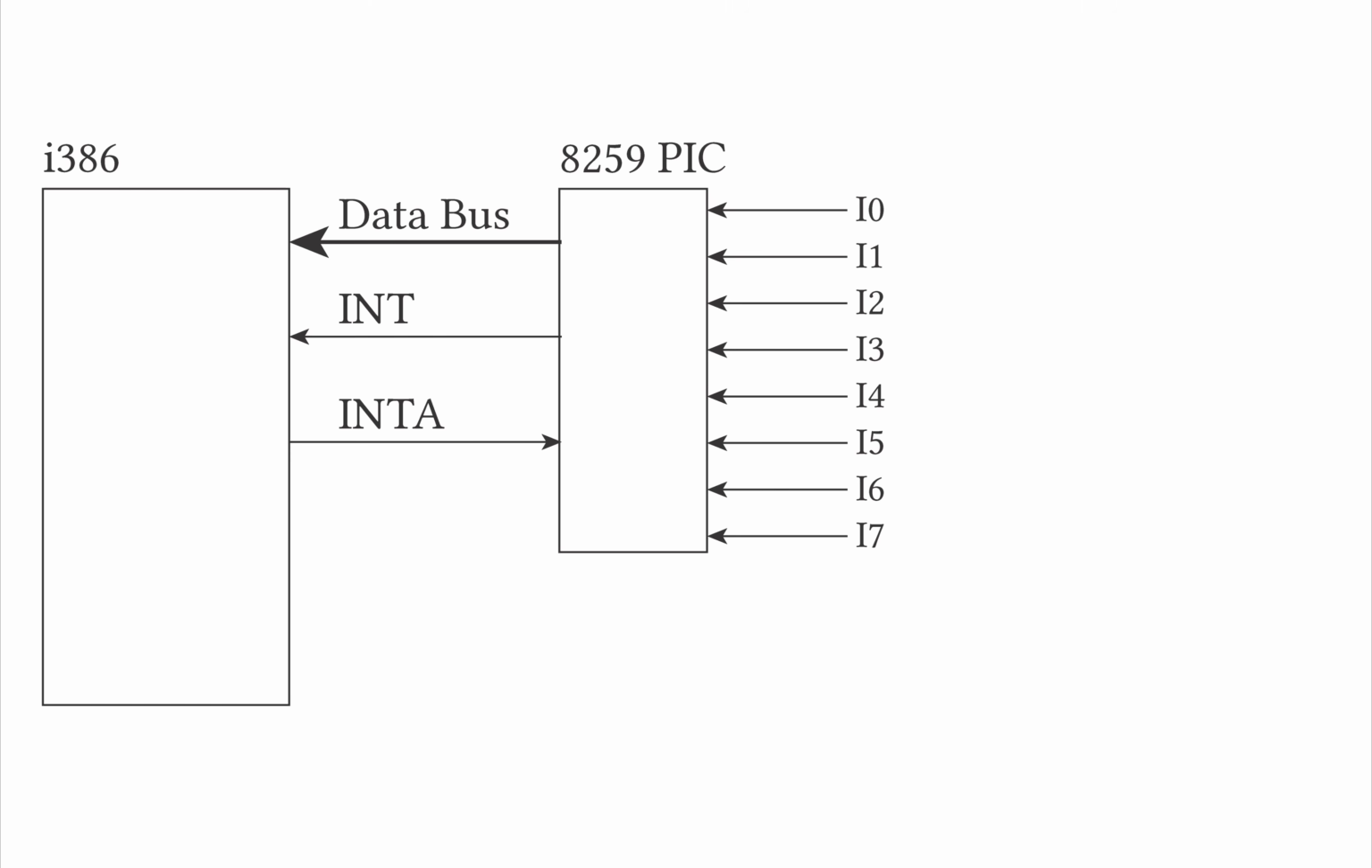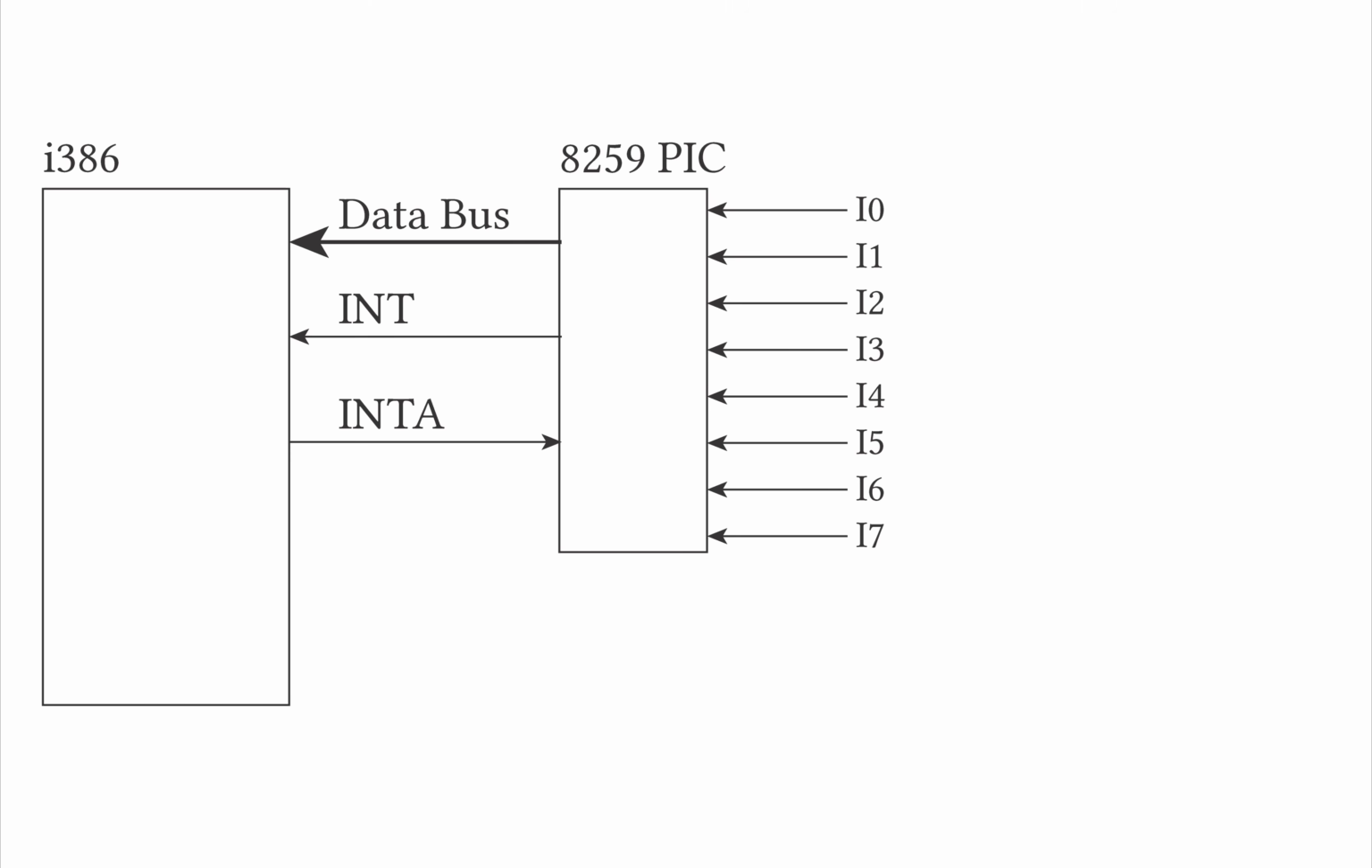So the way this thing works is basically the PIC has 7 interrupt input lines, right? Each of those is connected to a peripheral on the board. You know, think like the keyboard controller, the mouse, the serial port, all that stuff. Anything that could possibly need to interrupt the 386 gets an input line to the PIC.